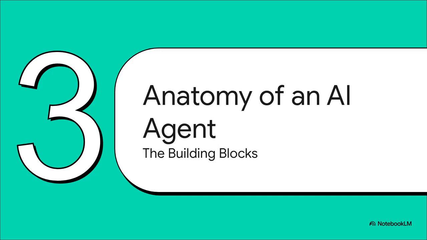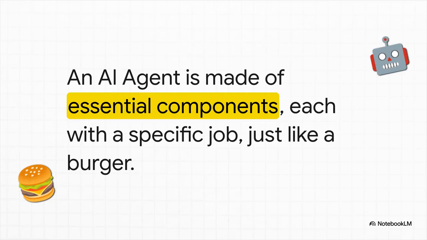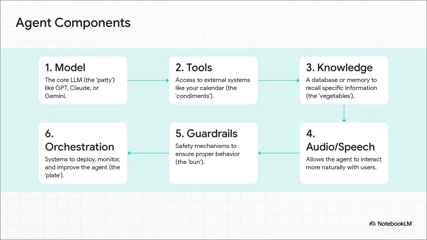So if we're programming with words, what exactly is the application we're building? Well, the end product, the thing we create with all this, is called an AI agent. And to really get what an agent is, I want you to think about a burger. Seriously, stay with me here. A burger isn't just one thing, is it? It's made of a bunch of essential layers, and every single one has a very specific job. Let's build our agent burger. The patty, the absolute core of the whole thing, that's your model. Think GPT, Claude, or Gemini.